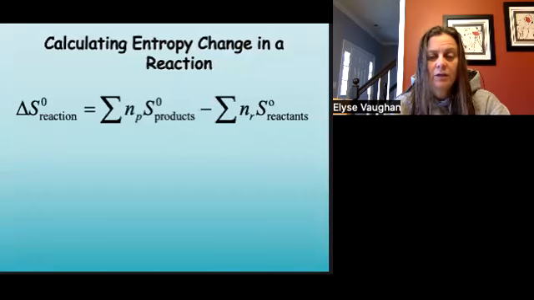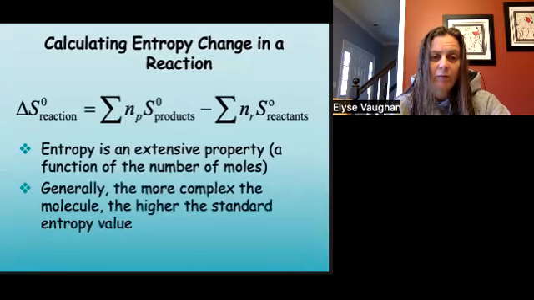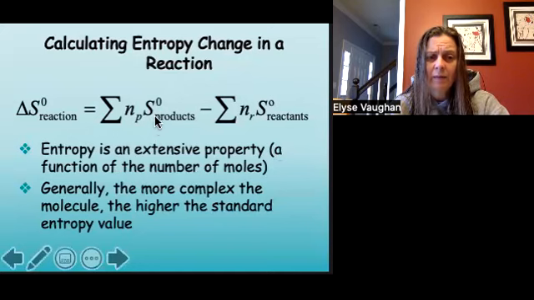How do we calculate the entropy change in a reaction? Well, just like calculating the free energy of a reaction or calculating the enthalpy change of a reaction, we can sum the entropy of the products and subtract the sum of the entropy of the reactants. It is an extensive property, so we do need to make sure that we multiply those entropies by the number of moles. And generally speaking, the more complex a molecule is, the higher the entropy value of that molecule is going to be. Notice that there is a little bit of a difference here between the delta S and delta H calculations, because we can actually measure the entropy of molecules or of systems, whereas with the enthalpy we were always looking at a change in enthalpy. So this is not a change in the entropy of products, but just the entropy of the products.